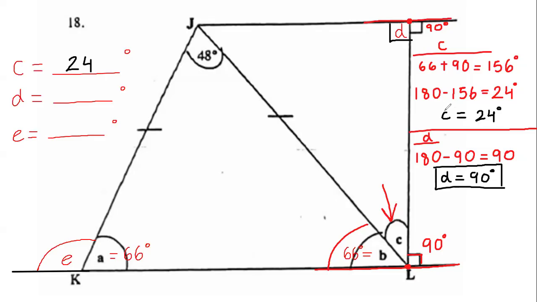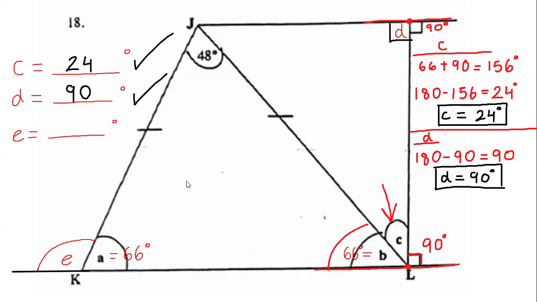All right. And C is equal to 24 degrees. Does that make sense, everyone? Let me know if that makes sense. Yes. Excellent. All right, so next we have the last one. So C is 24, D is 90. What y'all got for E?